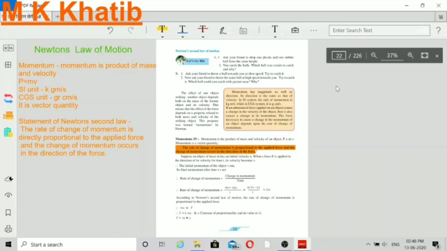Here the rate of change of momentum is the same, that is F, according to the equation. Why is it the same? Because the lighter object has a high velocity and the heavier object has a low velocity. So when we apply the same force on different objects, the change in momentum is the same.